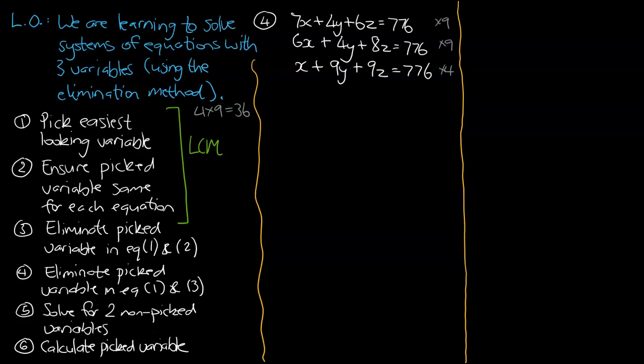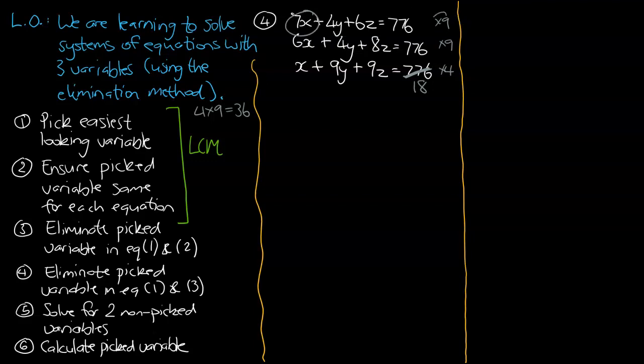And I just realized I spotted a little mistake in the question. That 776 there should be 18. That was a very good spot before I got too much further into the question. So let's get into that multiplication. So we're going to start off with that top equation. We need to times all of the parts by 9.